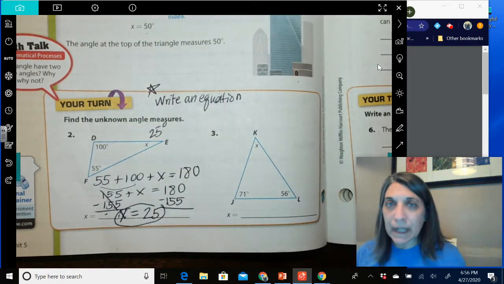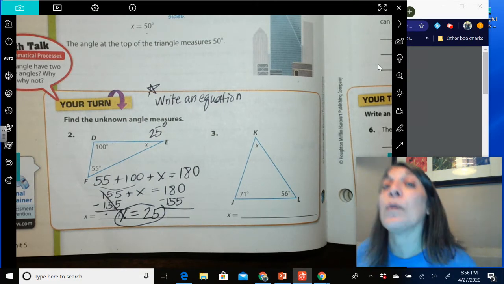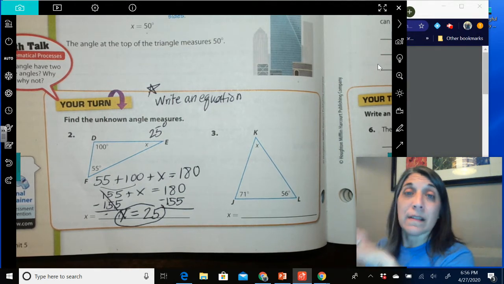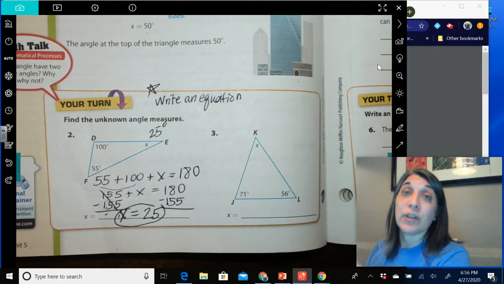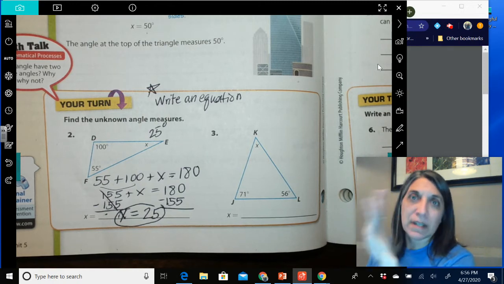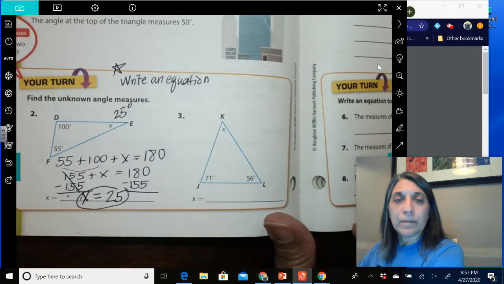Some of you may have already solved it with mental math. Good for you. But again, just like when we were doing in module 12, this isn't about can you solve it with mental math. This is can you set up an equation and can you actually show me how to do 1-step and 2-step, eventually 3-step, 4-step equations. Okay, so this one, let's try another one.